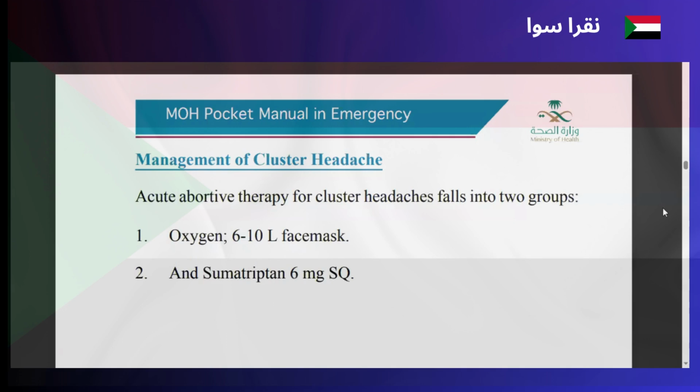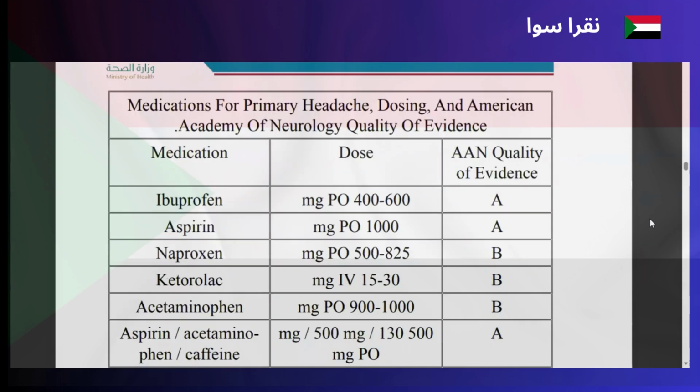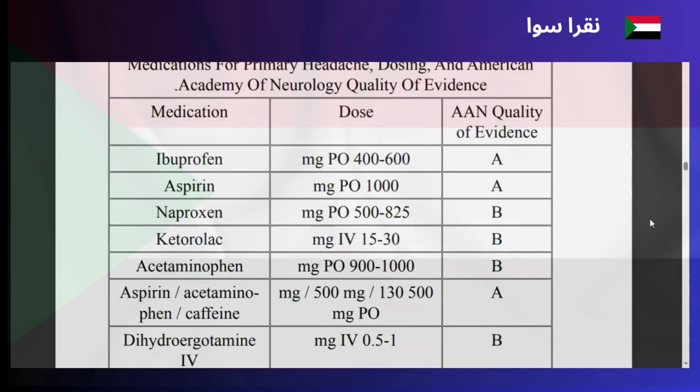The management of cluster headache. Acute abortive therapy for cluster headache falls into two groups: oxygen, 6 to 10 liters by face mask, and sumatriptan, 6 milligram SQ, subcutaneous. Medication for primary headache, dosing, and American Academy of Neurology quality of evidence. The medication, and we have the dose.